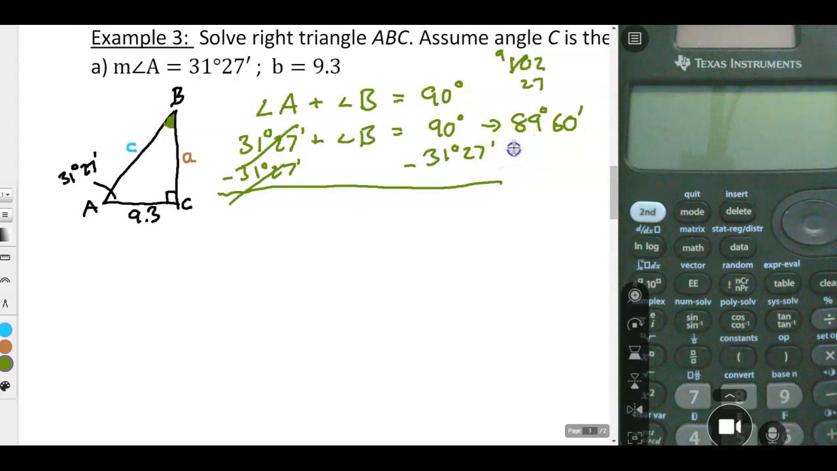But when it's written this way, now I can actually do the subtraction, right? Now I can do 60 minus 27 and actually get a number, which is 33 minutes. 89 degrees minus 31 degrees is now 58 degrees. So you'll see this conversion from 90 degrees to 89 degrees and 60 minutes regularly, because to subtract anything you need to have it written that way. So we have just determined what this angle is.